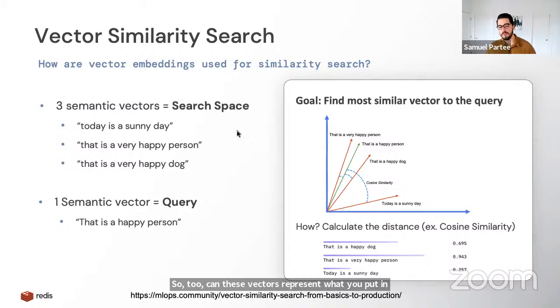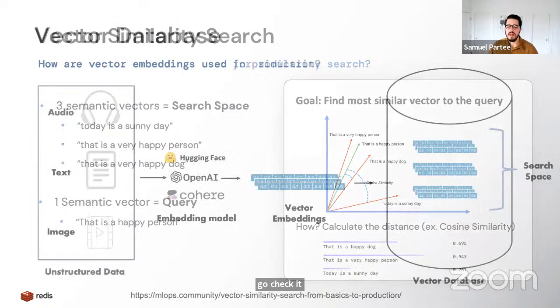So I always point out this one because I wrote a lot of really simple code just using NumPy and whatnot to actually calculate the vector similarity. If you want to go check it out, it's the MLOps community page. Also, Chip has some really great stuff on this, so check out our blog.